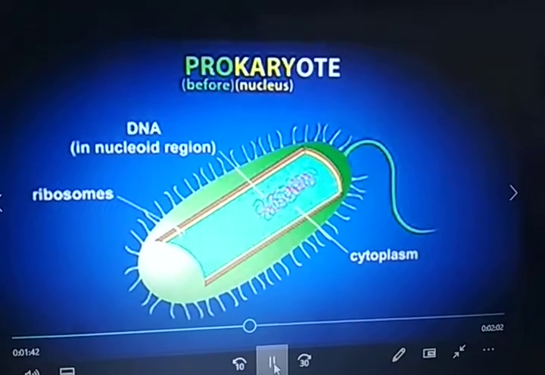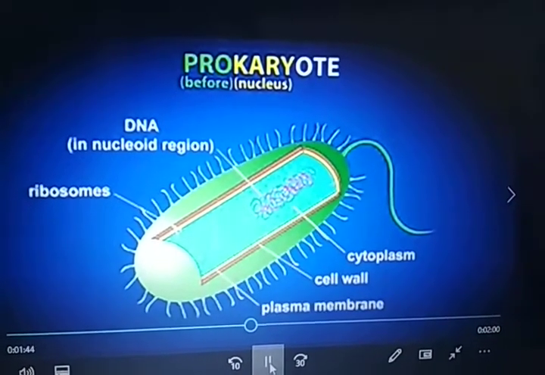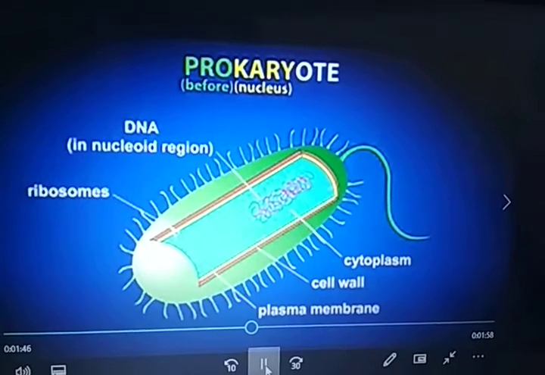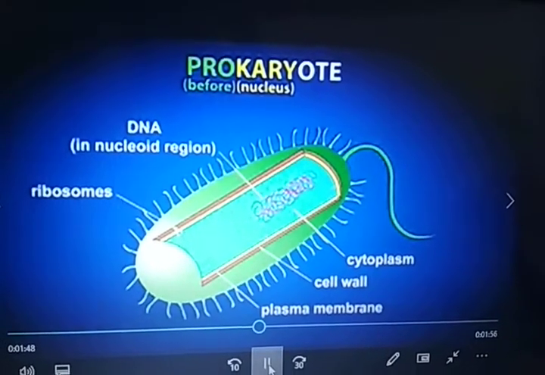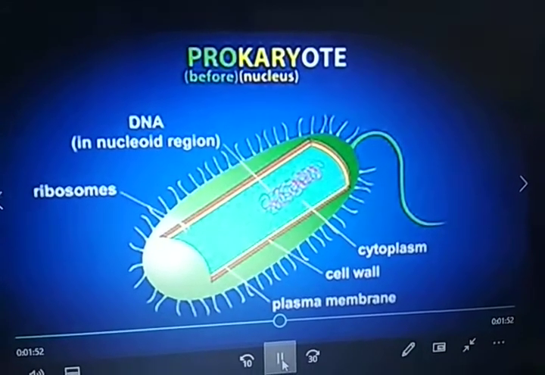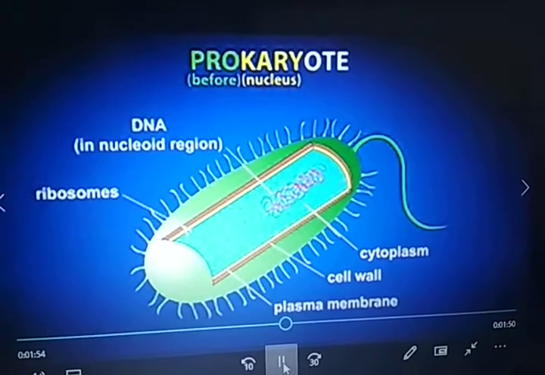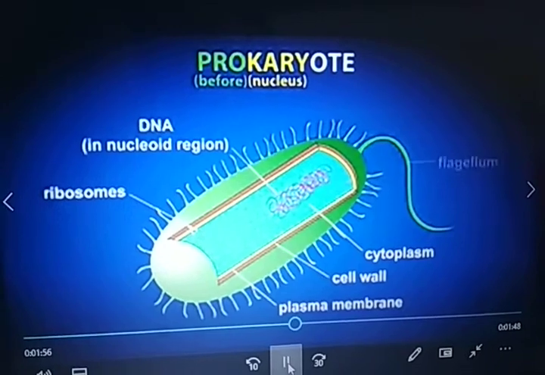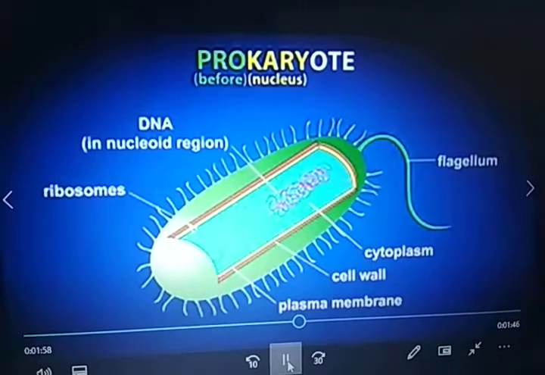Prokaryotes also have a cell wall that surrounds the plasma membrane. The composition of the cell wall depends on whether the cell is an archaean or a bacteria, but basically it consists of complex polysaccharides. Prokaryotes also often possess one or more flagella, which are used for movement.